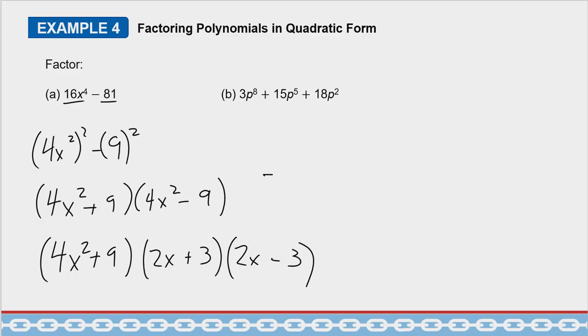Over here in example B, all three of these terms are divisible by 3, and they all are divisible by p squared. They all have a p, so I take the smallest exponent. So 3p to the 8th divided by 3p squared would be p to the 6th. 15p to the 5th divided by 3p squared would be 5p to the 3rd. And 18p squared divided by 3p squared would be plus 6.